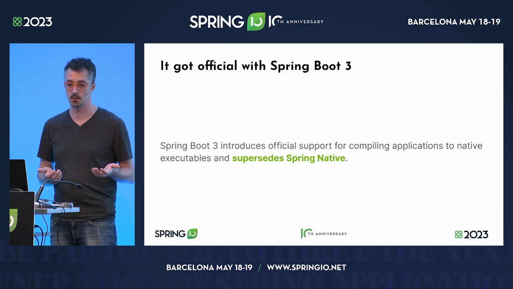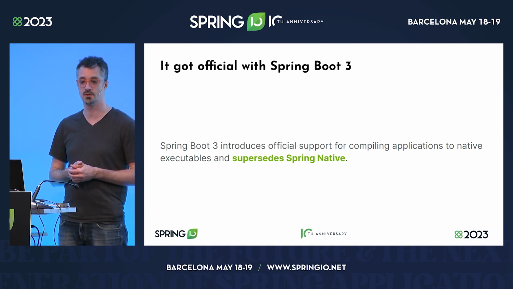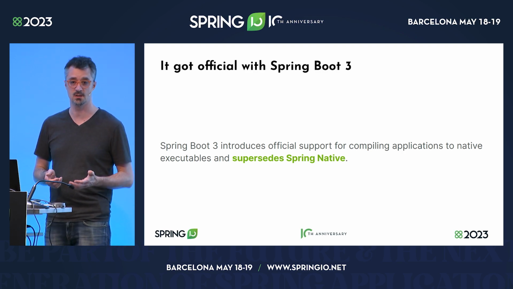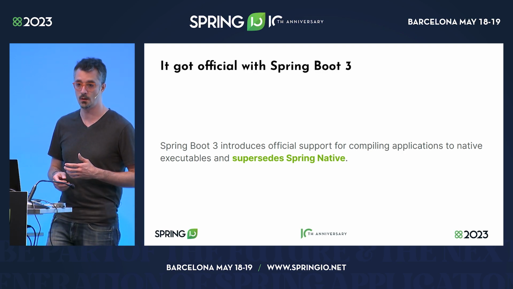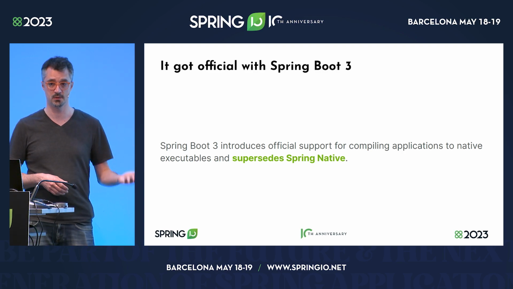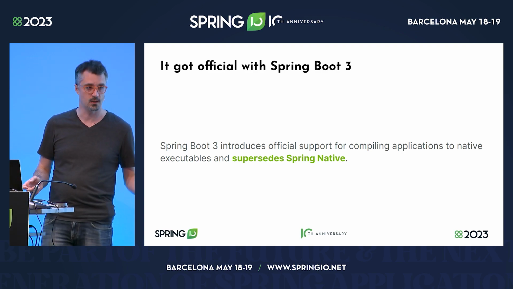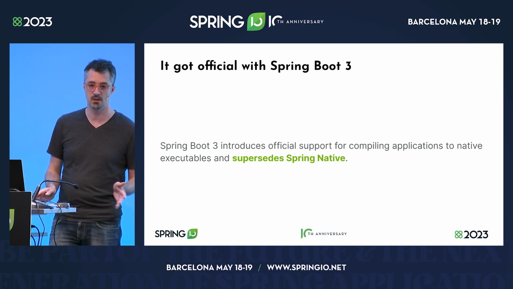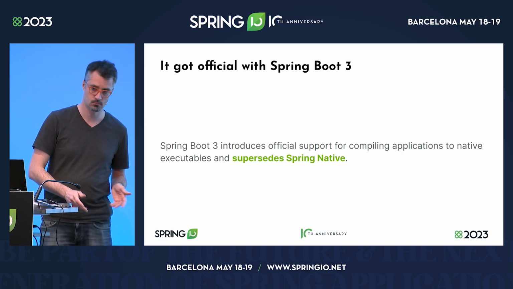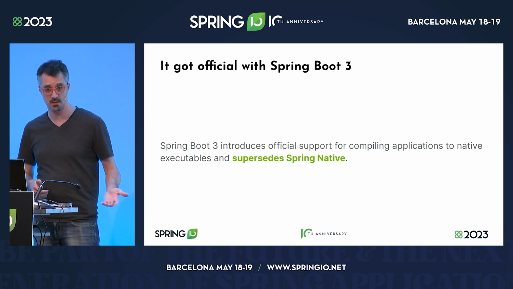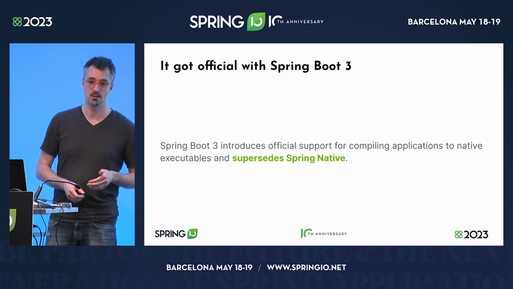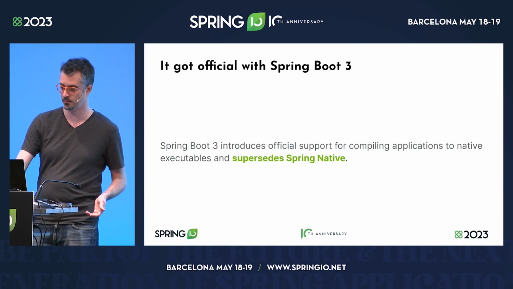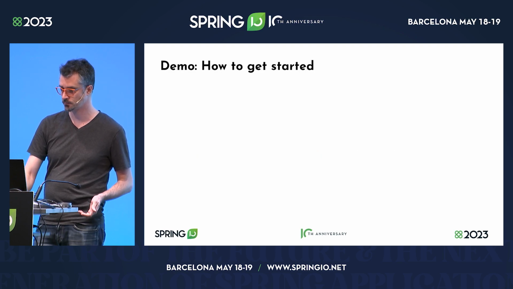So here, Spring Boot 3 really introduces official support for compiling applications to native executables. It totally supersedes Spring Native, so Spring Native is now archived. We don't support it anymore. And on every metric, every level of quality, documentation, Spring Boot 3 native support is just better. So just use Spring Boot 3. That means you need to switch to Java 17. You need to switch to Jakarta EE, but yeah, that's really the way to go.